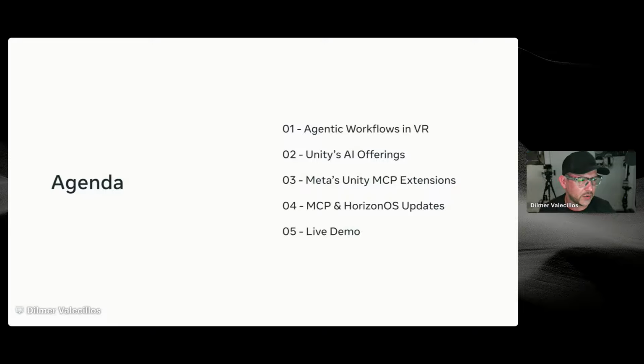So just to start, this is the agenda for today. We're going to go through agentic workflows in VR. What does that actually mean? What are some of the Unity AI offerings? This was already covered by Unity at the GDC talk, but I'm going to be filling in that gap today. And then Meta's Unity MCP extensions: what are those? How do they work? Where can you go and find them? Also, MCP and Horizon OS updates.